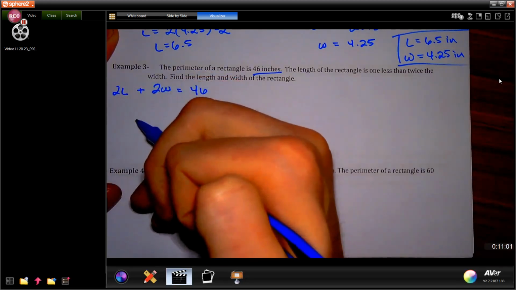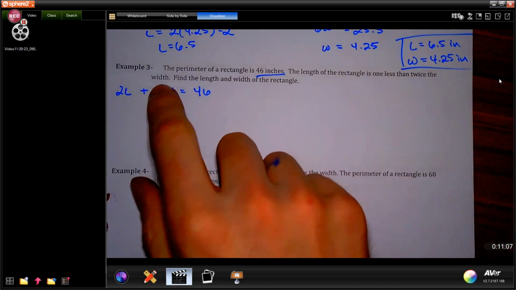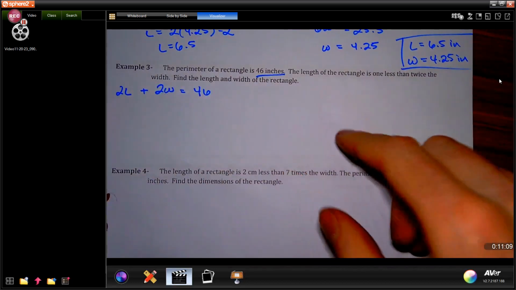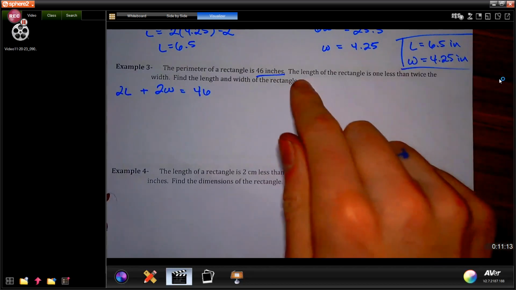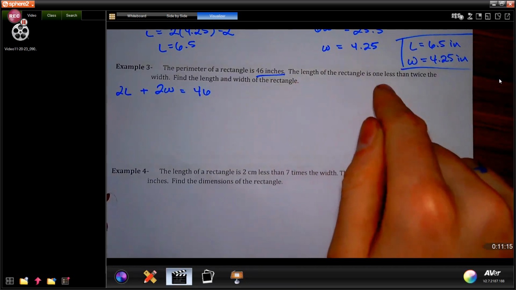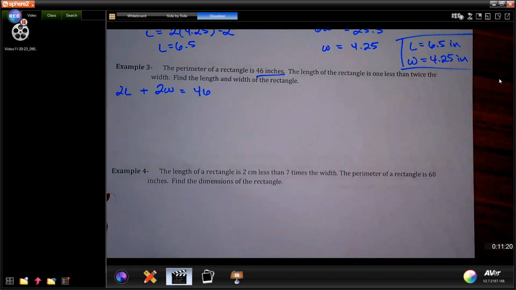So what that means is that twice the width of the rectangle is going to be about an inch more than the length. And the reason is, it says the length of the rectangle is less than twice the width. Meaning that if I add 1 to the length, it would equal my width.